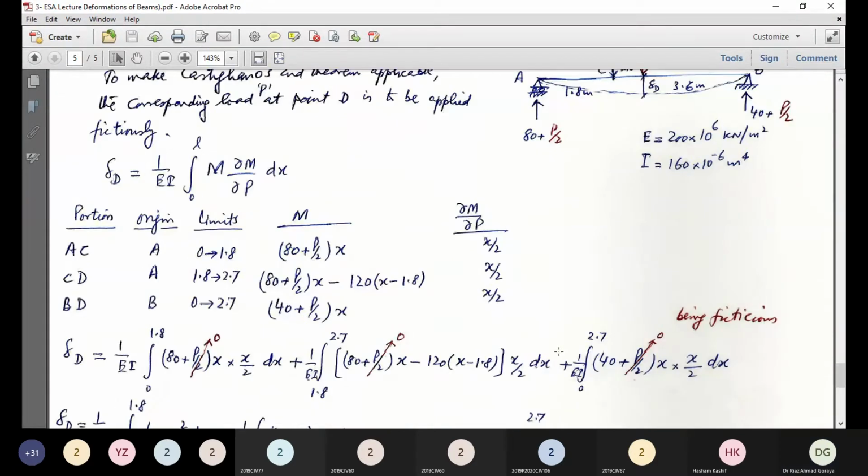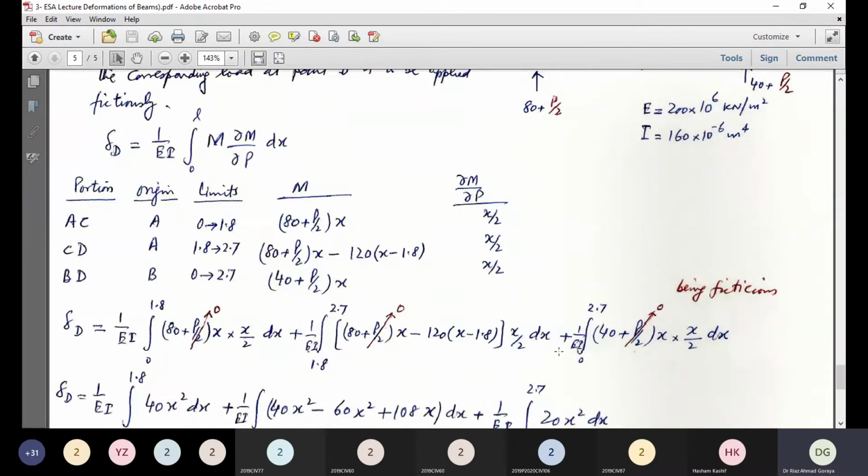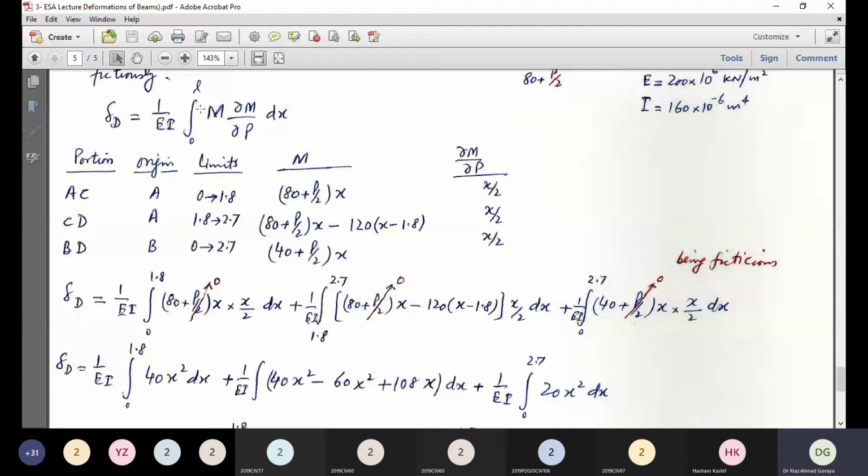Now, what is the next? We have three portions. Now you write this expression portion-wise. Deflection at D is 1 over EI integral 0 to 1.8 of 80 plus P by 2 into X, that is capital M, into X by 2, that is partial M over partial P, into dx. This is for portion AC.